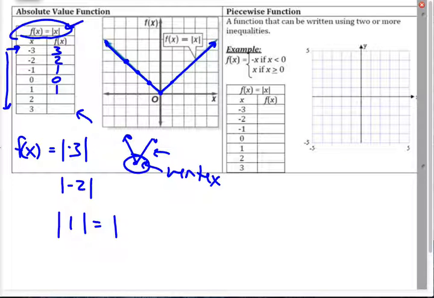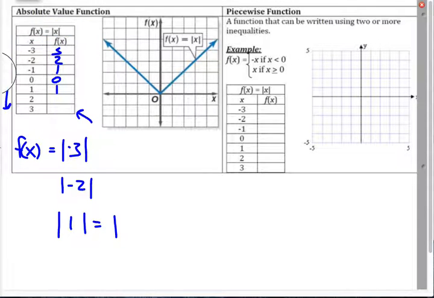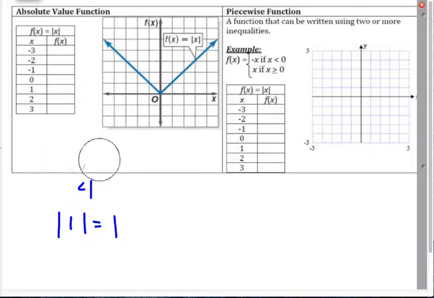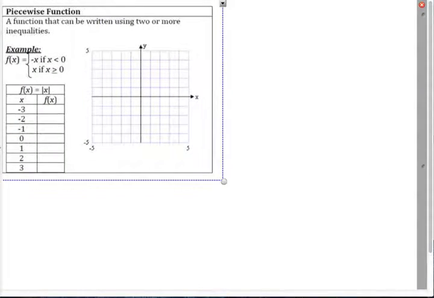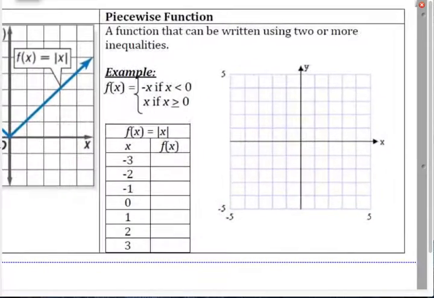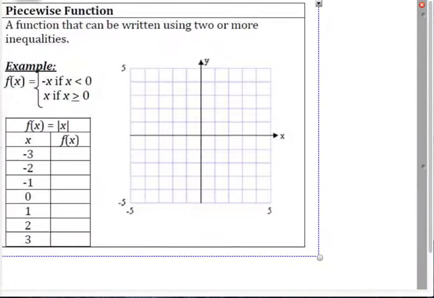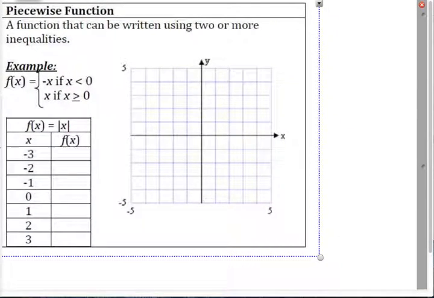And I'll show you another example of this in a second. But absolute value isn't too bad. Just recognize that when you graph it, you're going to have some kind of a V. And the easiest way to do it is probably set up a table like they have right here. Okay, what's not as easy, what students seem to really struggle with, are the piecewise functions.